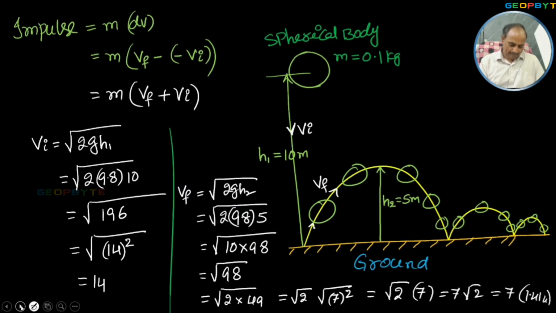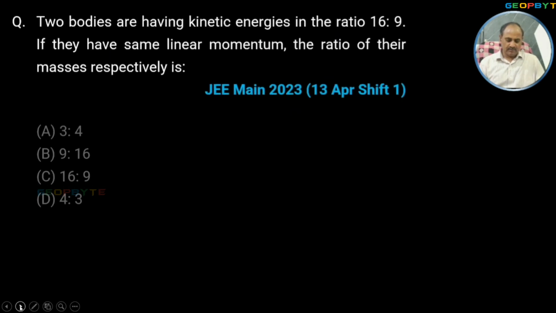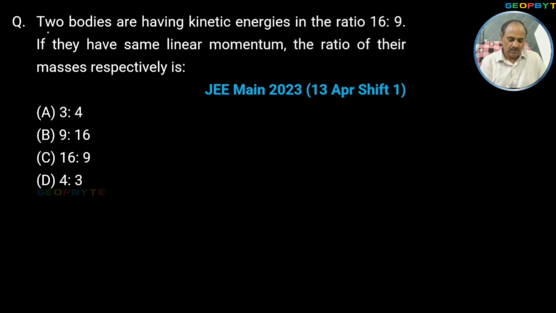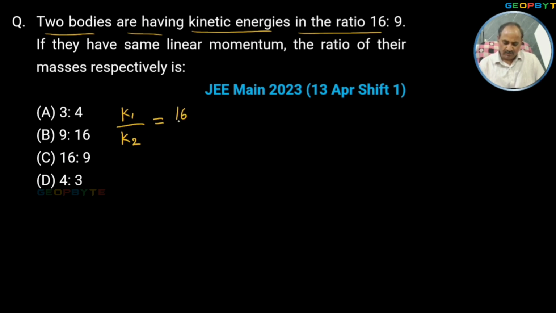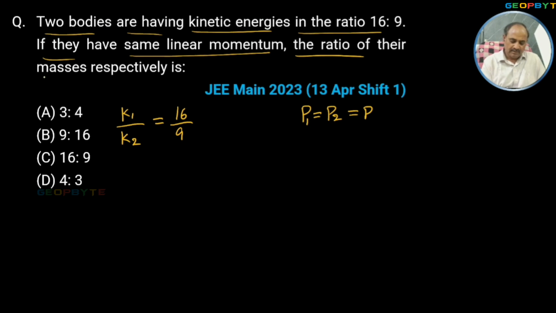Yes. Look at the next problem. Try to read it clearly. It is asking like this. Two bodies have kinetic energies in the ratio of 16:9. That means K1 by K2, the kinetic energy of the first body by the kinetic energy of the second body, is given as 16 by 9. If they have the same linear momentum, P1 equal to P2, that is equal to P, we are asked to decide the ratio of their masses, the value of m1 by m2.